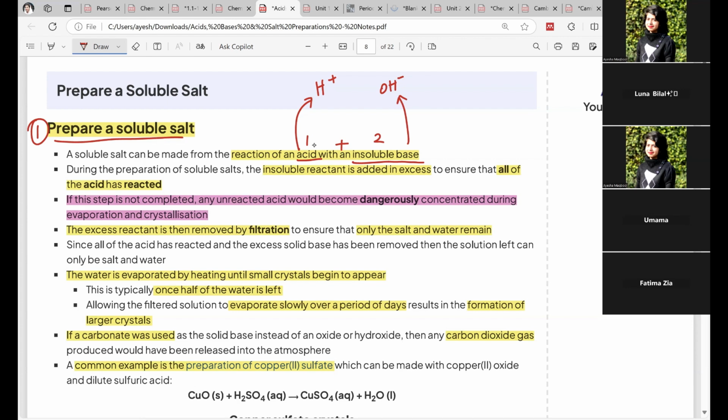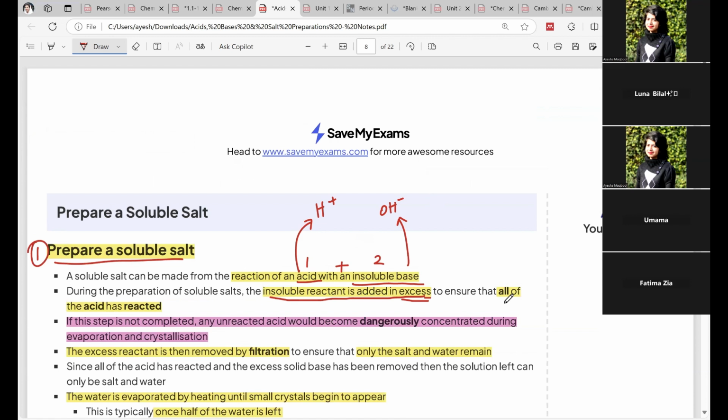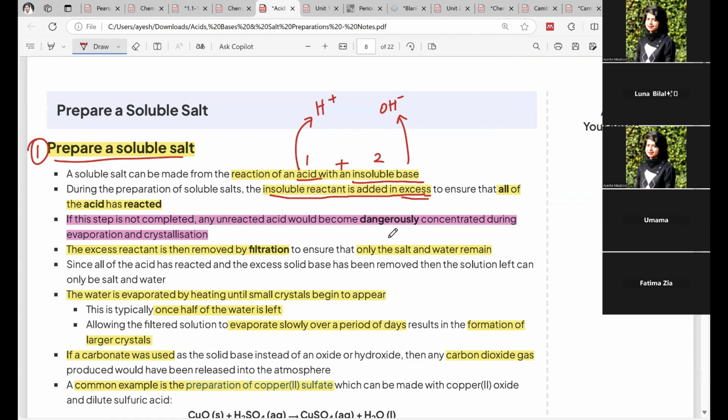To make this type of salt, we are going to take the insoluble base in excess, and it has a reason. Why are we taking the insoluble base in excess? Let's say we have some amount of acid which is going to react with this base. Let's take an example. Let's say we have an acid reacting with an insoluble base, and it is making a soluble salt at the end. And the side product is going to be water.